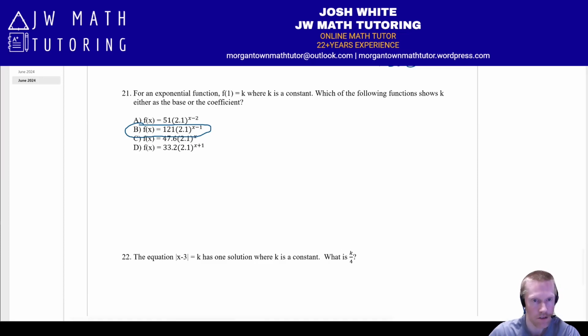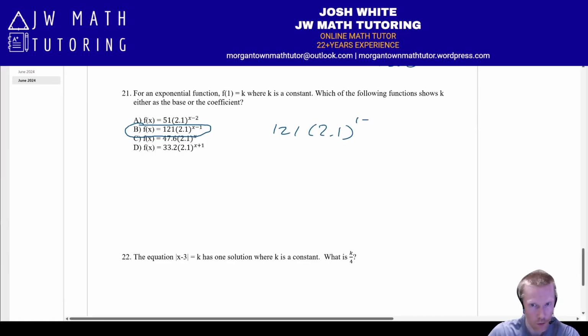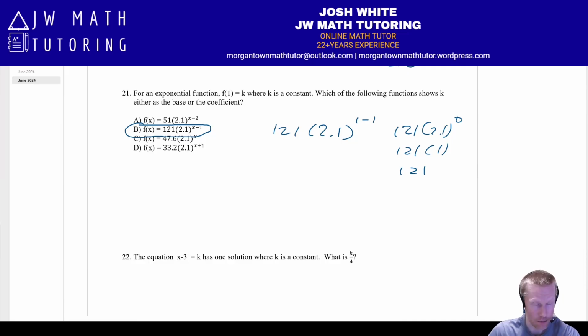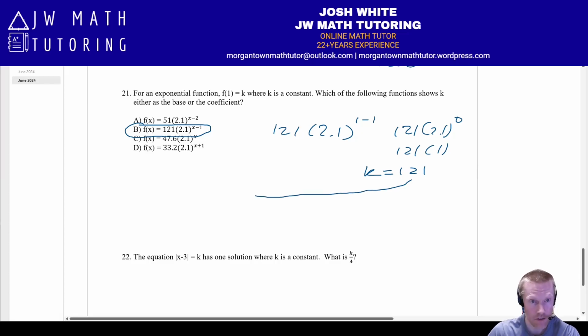The reason why that happens is because if I plug in 1 for x, the exponent, which is 1 minus 1, turns into 0. Anything to the 0 is 1, and anything times 1 is that anything. So if I plug in 1 into the function in B, I get an answer of 121. We'll call that K. And I see that same exact value of K as a coefficient in the problem right here.